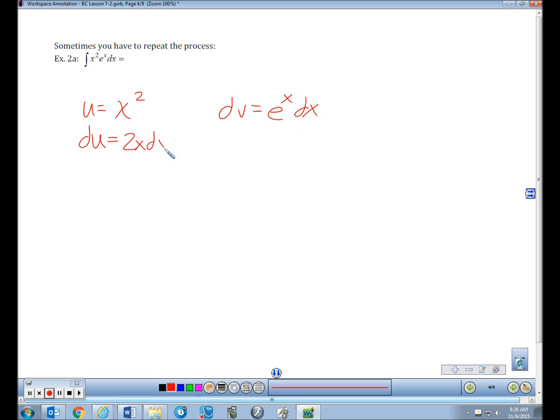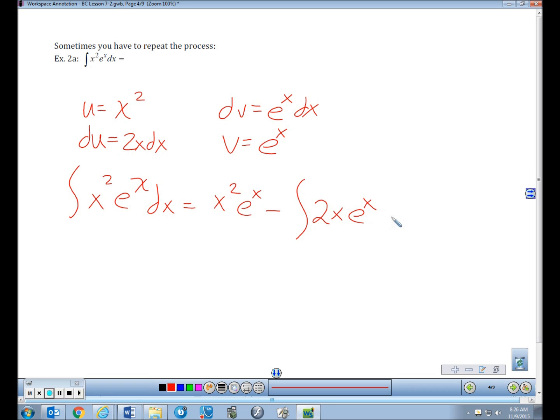du is equal to 2x dx. v is equal to the integral of e to the x, which is e to the x. And so if I write my formula down, I get this is equal to u times v, x squared e to the x, minus the integral of v du, 2x e to the x dx. Now I'm still not at a point where I can actually integrate that final integral symbol.